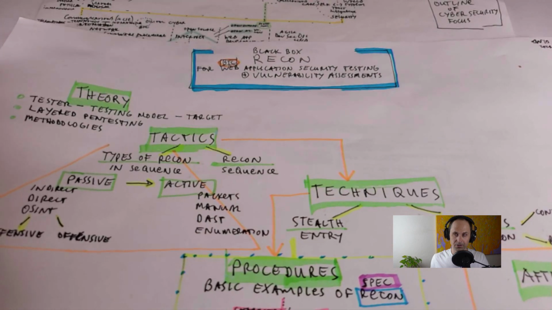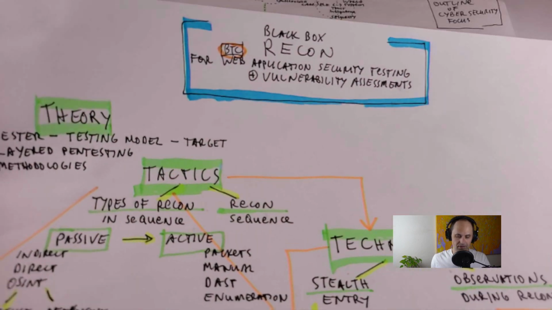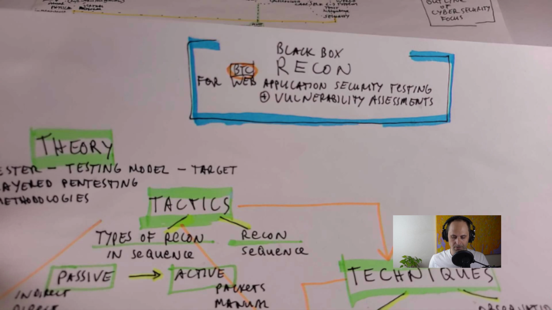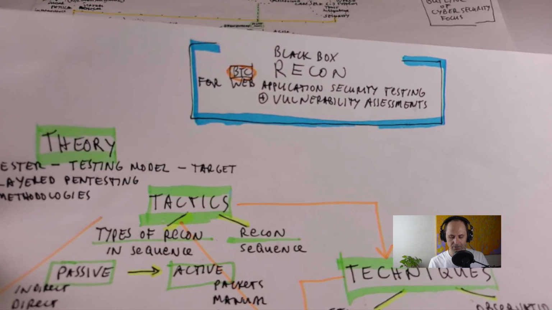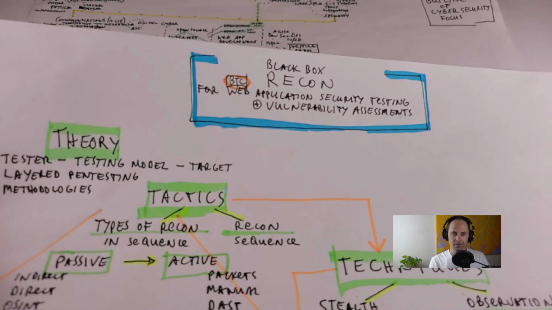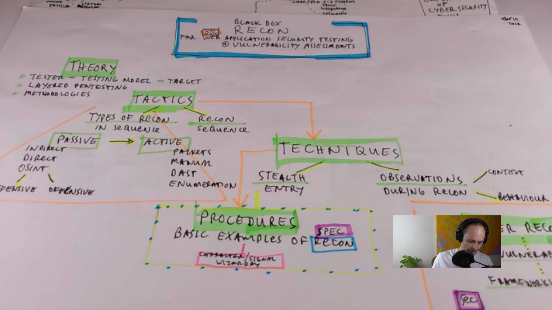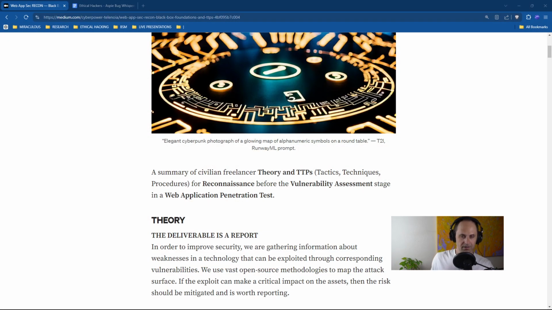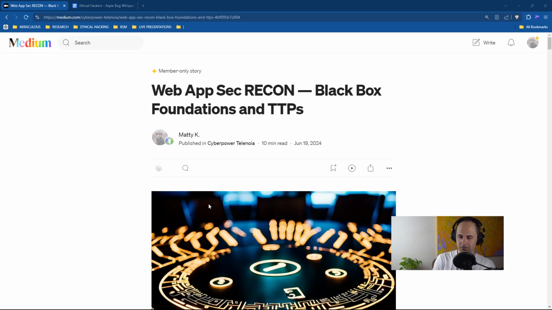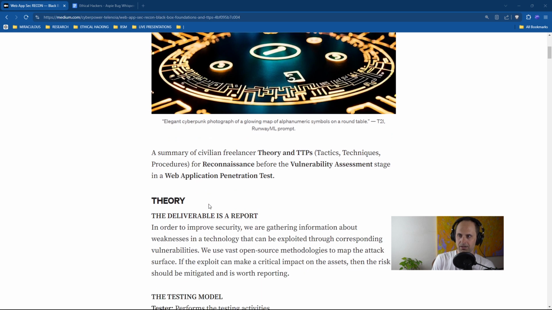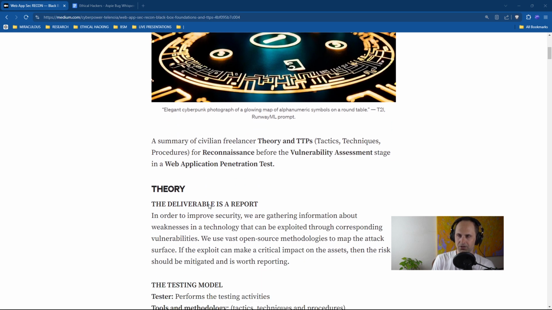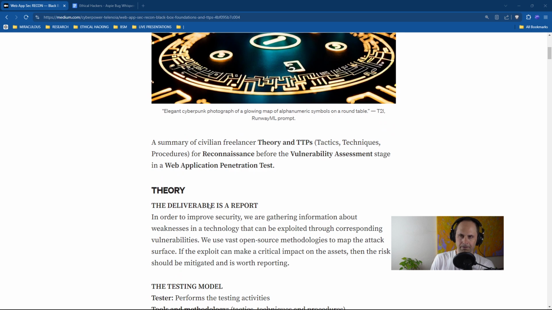So there is an article that I'm going to be reading, and it's titled, as you can see here, Black Box Recon for Web Application Security Testing and Vulnerability Assessments. Actually, that's not the title. What is the actual title of the article? The title of the article here is a little bit different. It's Web AppSec Recon, Black Box Foundations and TTPs. TTP stands for Techniques, Tactics, and Procedures. We'll begin in a moment.